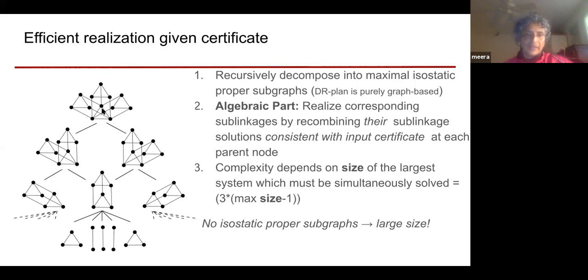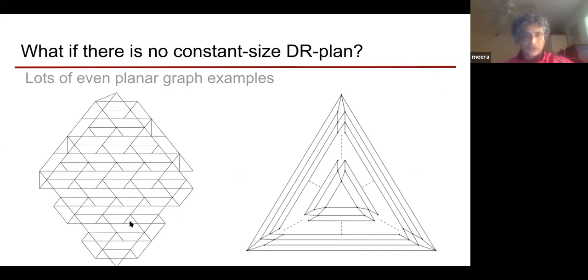So the definition that we use for DR plan essentially ensures that the subgraphs that we pick are the maximal proper rigid subgraphs of a given graph. And that's how we proceed.